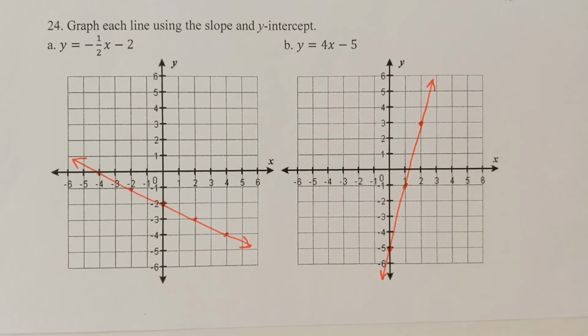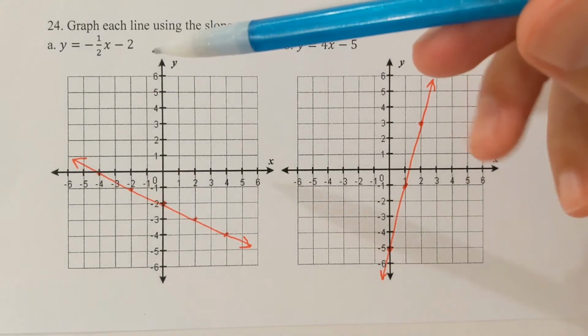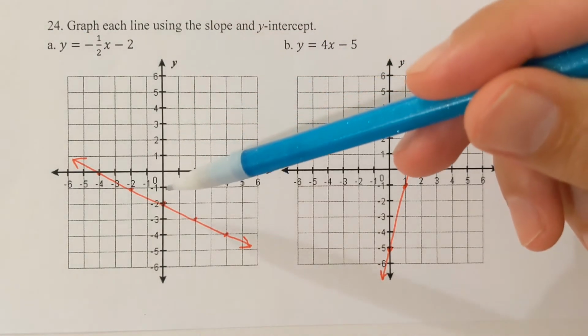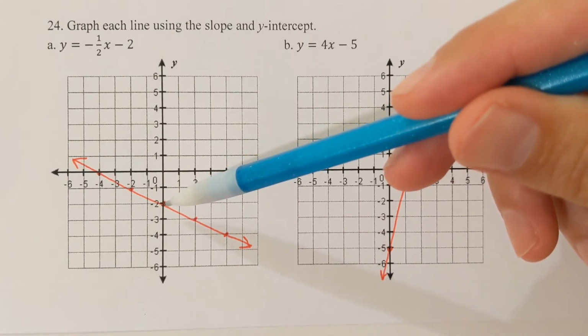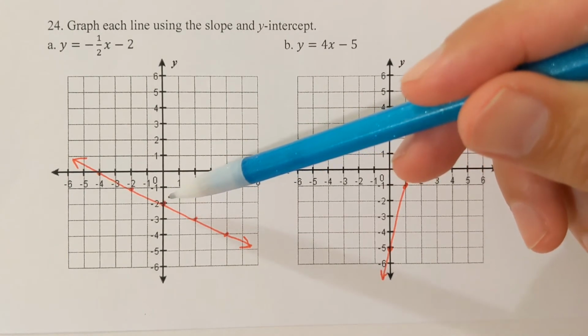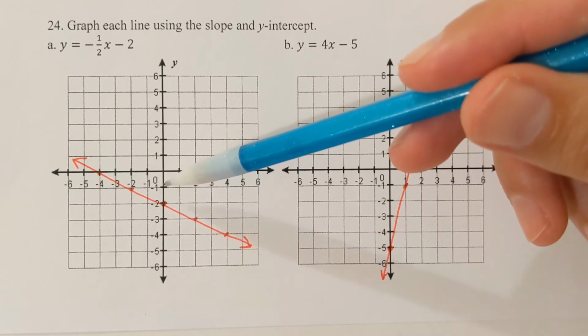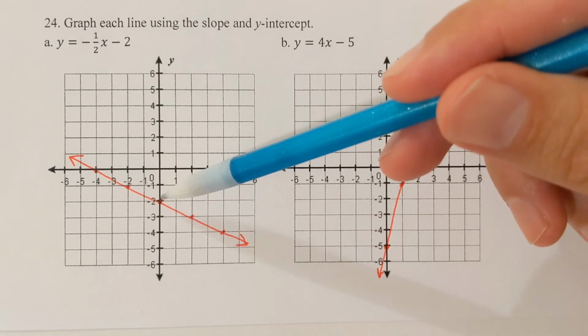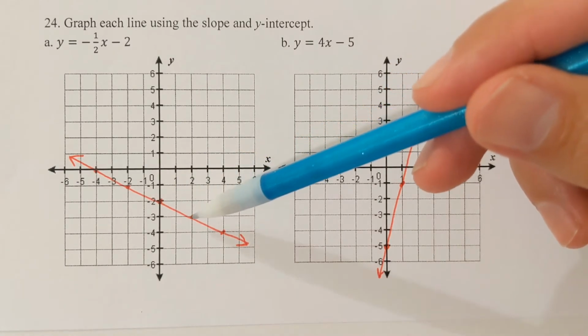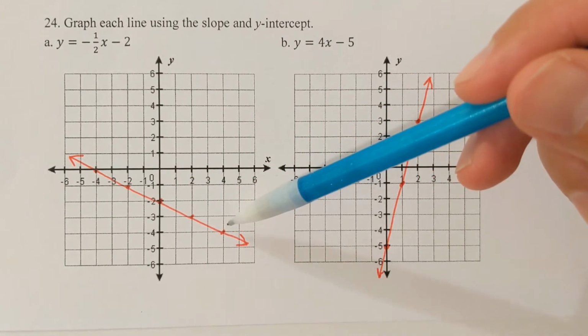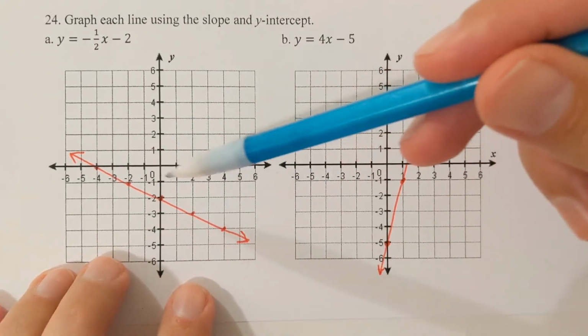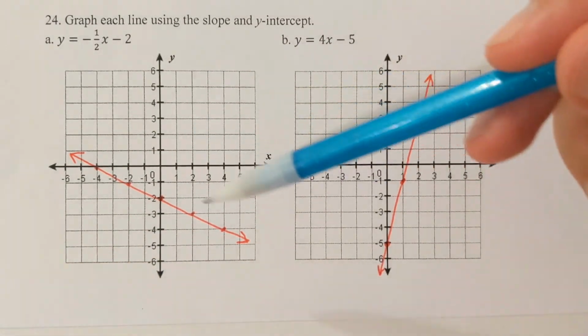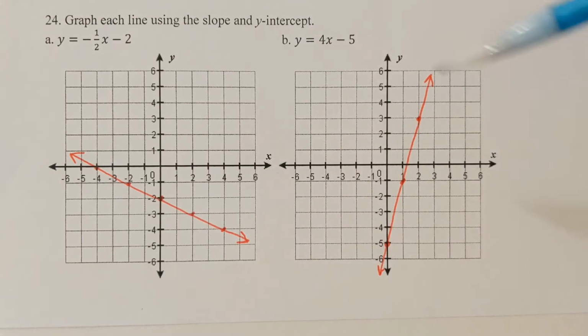Problem 24, graph each line using the slope and the y-intercept. So y equals -1/2 x minus 2. The y-intercept is at (0, -2). The slope is -1/2. So I need to go up 1 and to the left 2, or I could go down 1 and to the right 2, and draw the line. Okay, the more points I plot, the better.